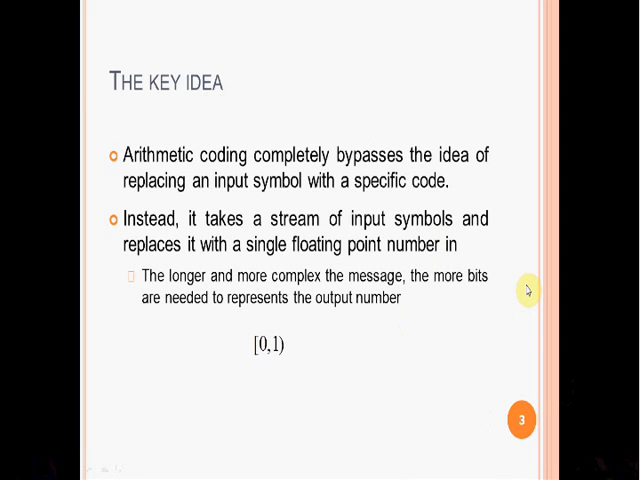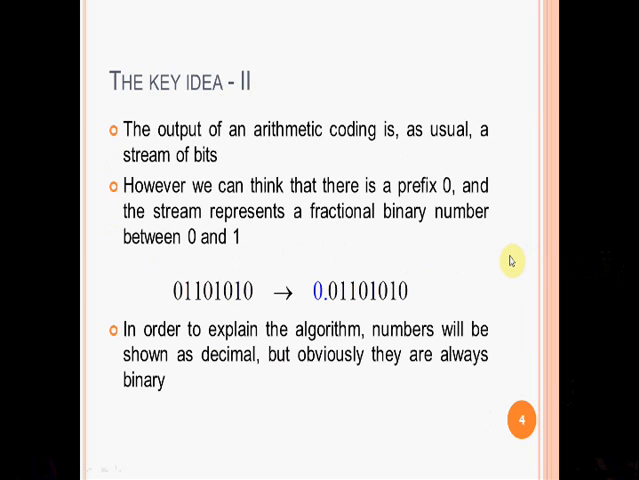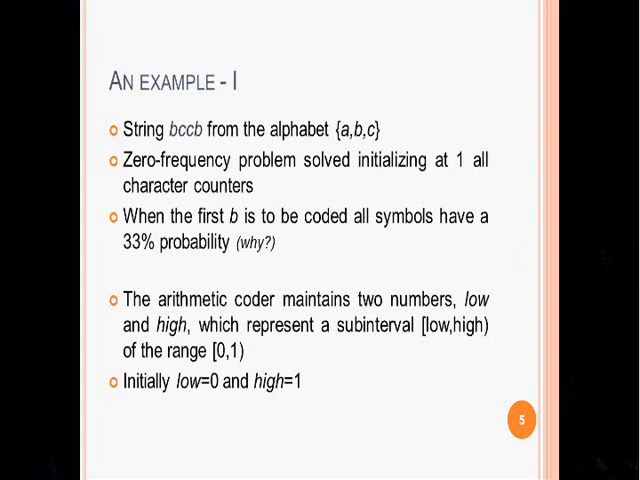So the key idea is, it completely bypasses the idea of replacing an input symbol with a specific code. It takes a stream of input symbols and replaces it with a single floating point number. The output of an arithmetic coding is as usual a stream of bits. We can think that there is a prefix 0 and the string represents a fractional binary number between 0 and 1.